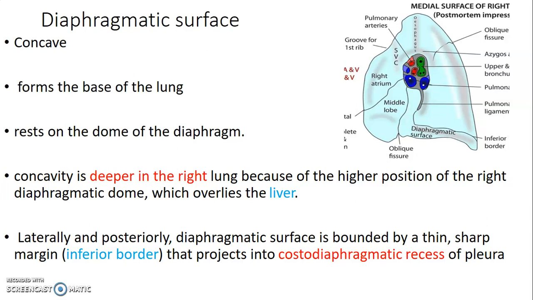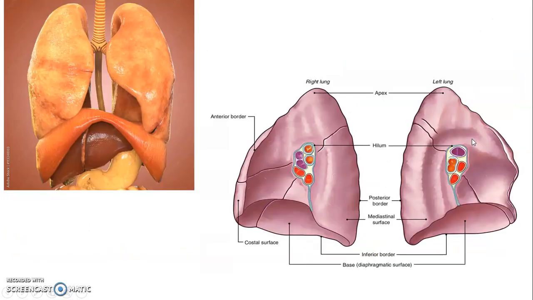The diaphragmatic surface is usually bounded by a thin and sharp margin on the inferior border, and that usually projects into the costodiaphragmatic recess. This is the potential space in the pleura between the costal surface of the pleura and the diaphragmatic surface of the pleura. So this inferior border of the lung on the lateral and posterior aspect is able to project into the costodiaphragmatic recess of the pleura.